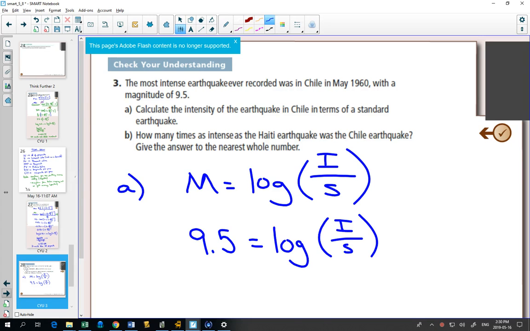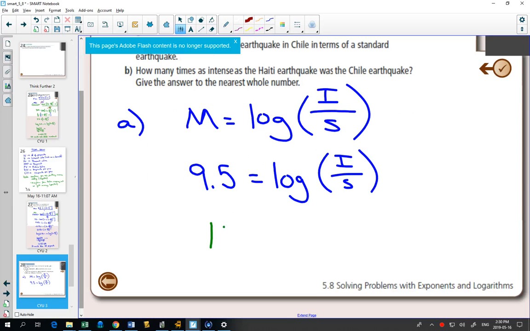Number one, you needed a single logarithm. Do we have a single logarithm? Yes. Log of something equals, we have a single logarithm. Once you have a single logarithm, you can change it to exponential form. This next step is the one that I said you always forget. 10 is the base, 9.5 is the exponent, is equal to I over S.